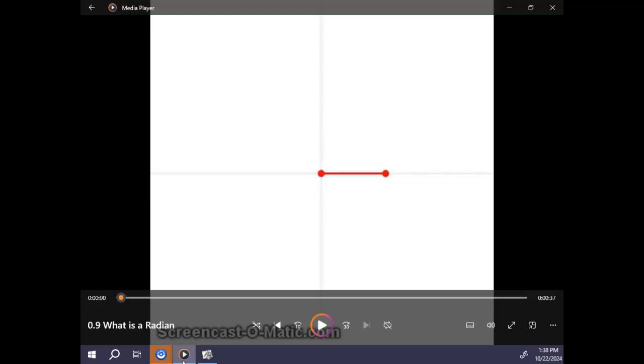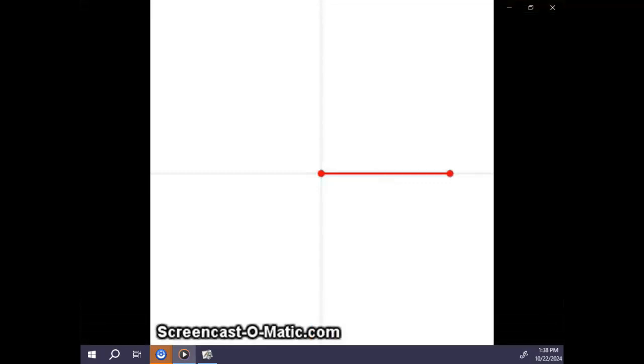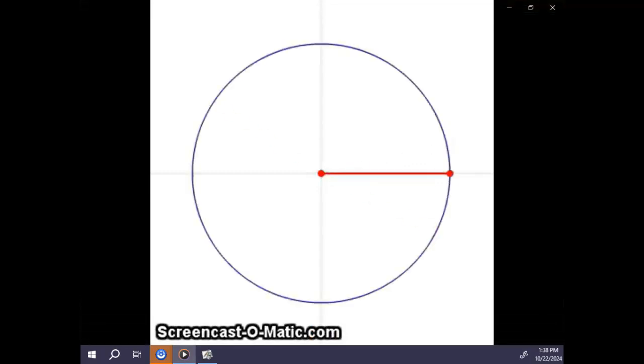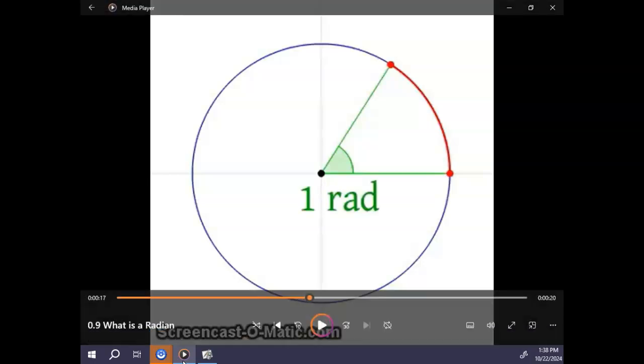This is literally more of an animation than anything. So we are going to start with a circle of radius r. We take the radius distance and you wrap it around the circle. It's 1 radian. So however big or small the circle is, you take the length of the radius, you wrap it around the circle, that's 1 radian.